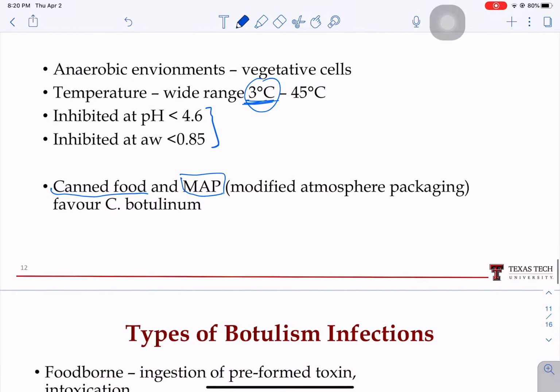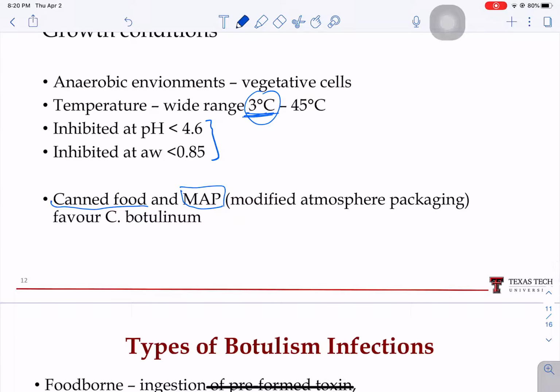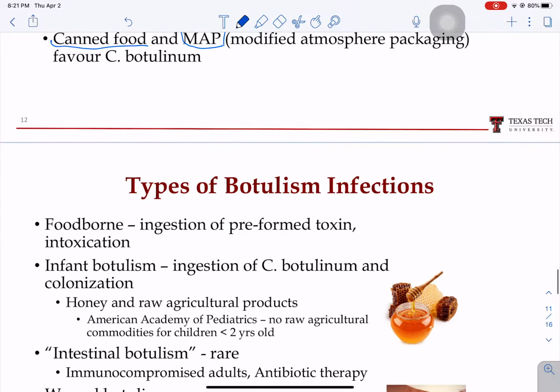So, once we also have the spores, it doesn't matter what conditions you have, those spores are going to survive for many years under the most difficult and harsh conditions.